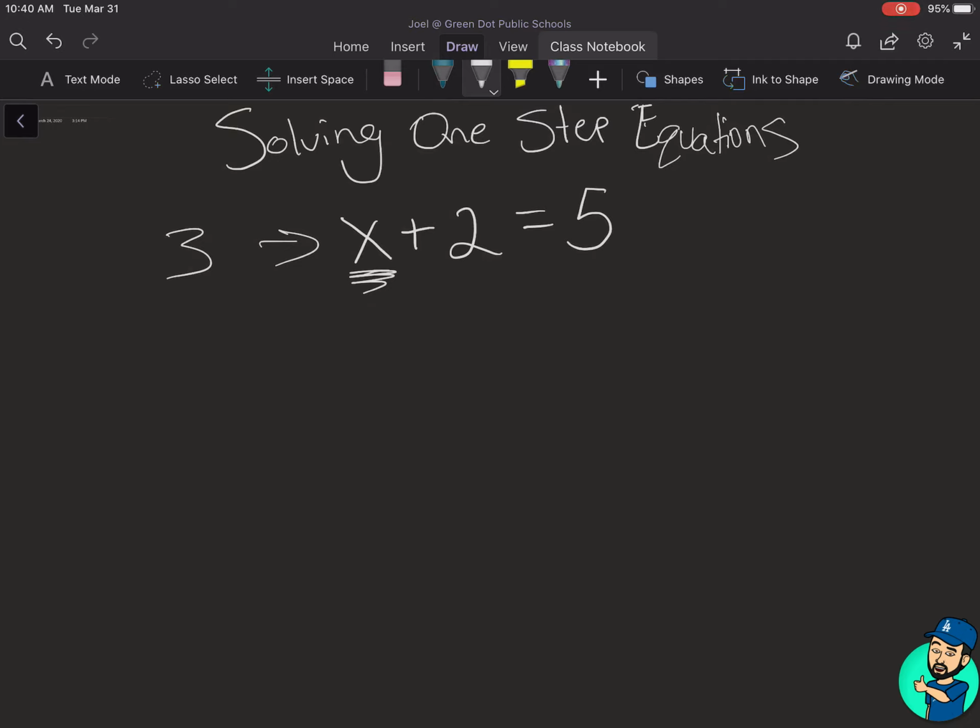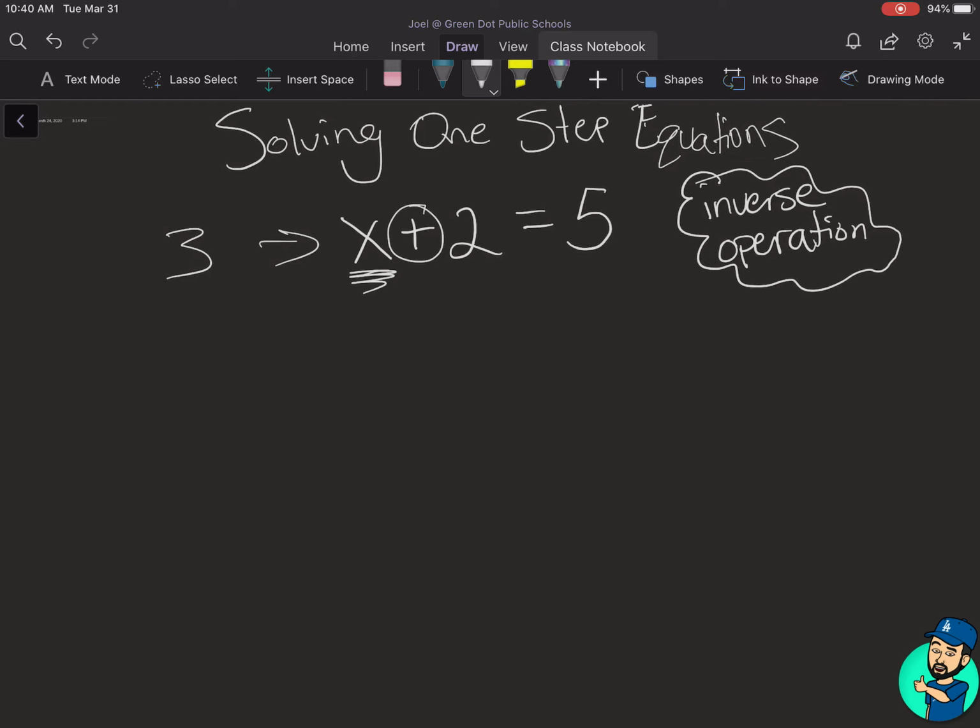You need to apply something called the inverse operation. So now you look at x plus 2. We see that there's an addition sign. An inverse operation means the opposite operation. So we have a plus sign. The opposite of plus, or the inverse operation of addition, is subtraction. So we need to subtract 2 from both sides. Whatever you do to one side, you do to the other.